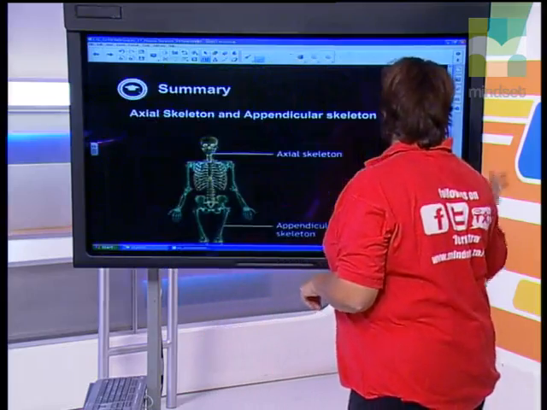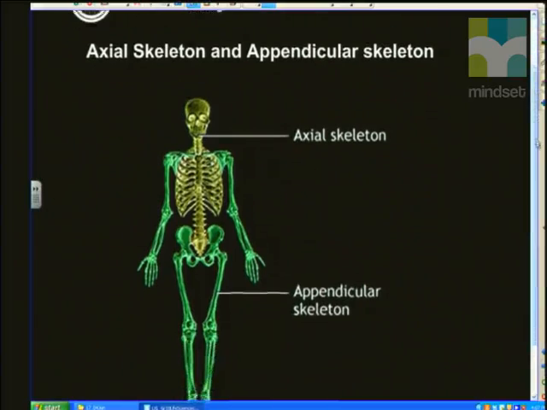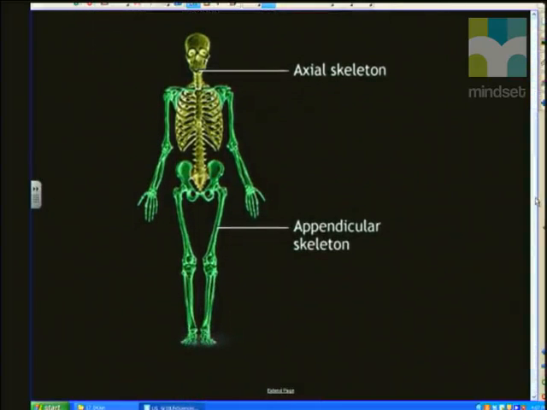When we look at the skeleton, as biologists, we like to do everything in different parts. We divide the skeleton into two parts: the axial and the appendicular. Now, just think of what the word says. Axial means the axis, the center.